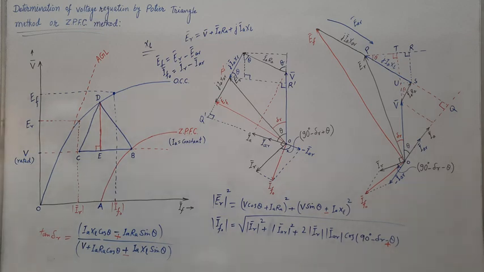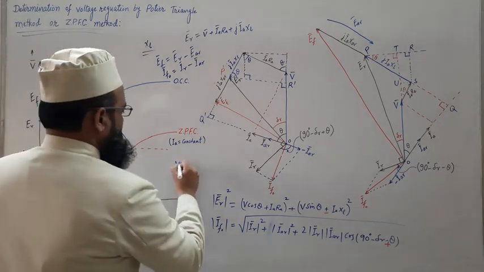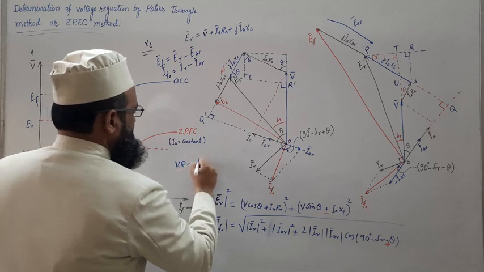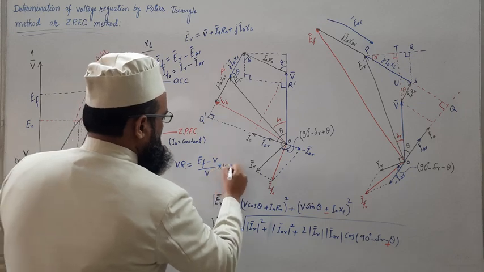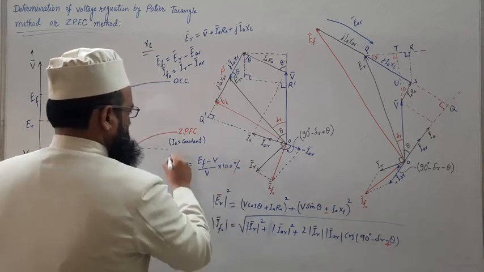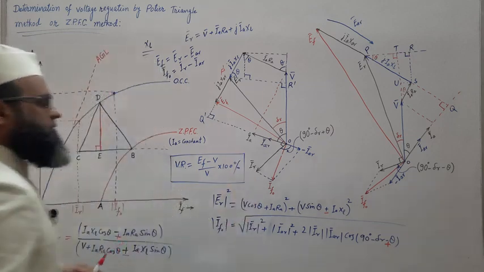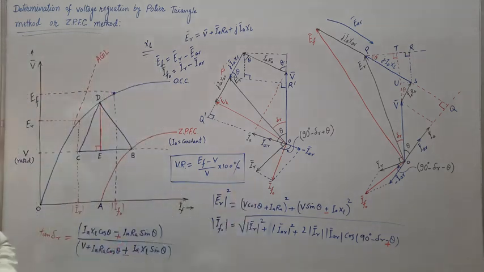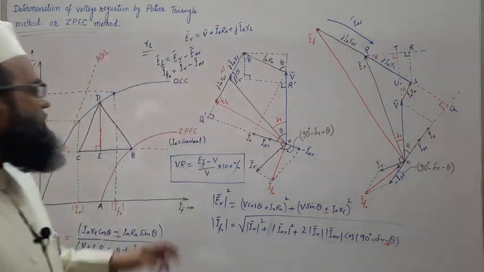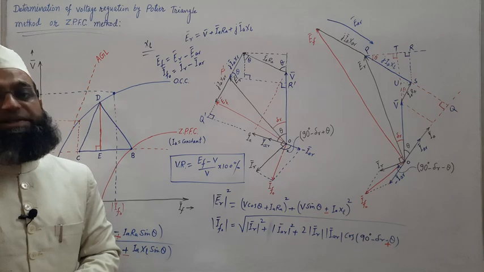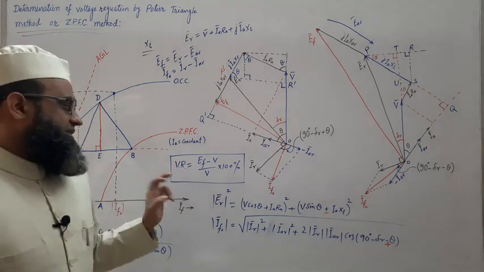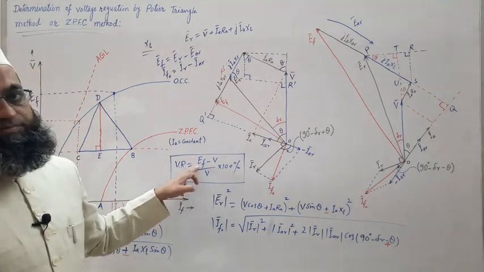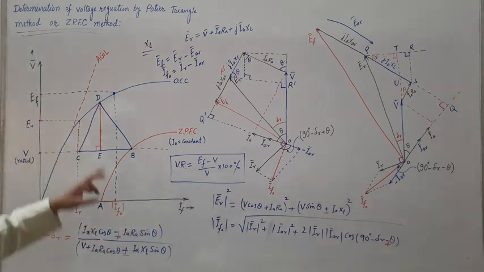Now once EF is known, voltage regulation can be evaluated. As we know, VR, voltage regulation, is nothing but EF minus V upon V into 100%. So this was all about evaluation of voltage regulation using Potier triangle method or ZPF method. Fine. Finally, our ultimate aim is to get this EF, no load EMF, with the help of this Potier triangle.